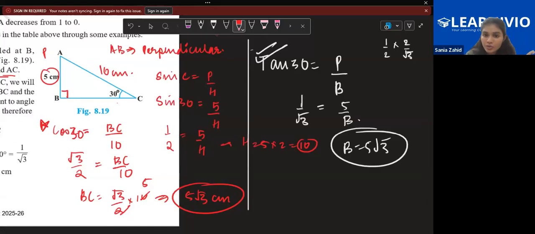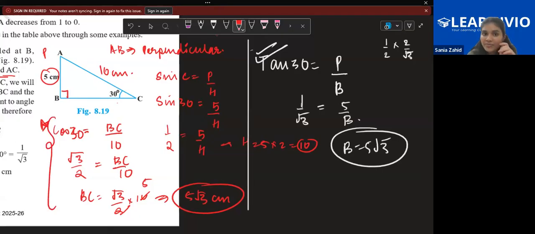AB is already given to you. So first of all, you find AC, quickly you find any one of them. Either you find AC or you find BC. It is your choice. You can even find BC first by directly using tan 30. And then the other side.